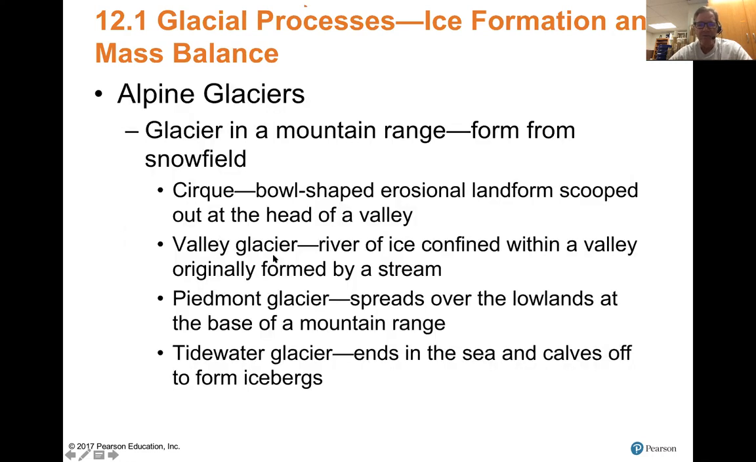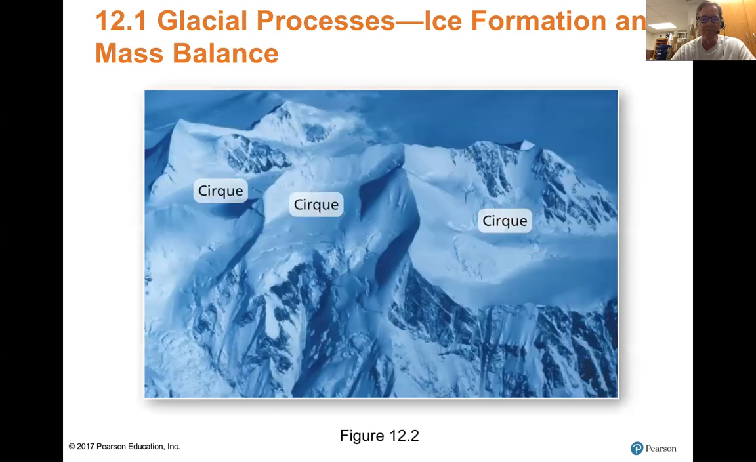Valley glaciers, where the glacier is confined to a valley, Piedmont glaciers that spread over lowlands at the base of a mountain range, and then the tidewater glaciers that end in the sea and calve off and form icebergs. We see these in Alaska and Antarctica.